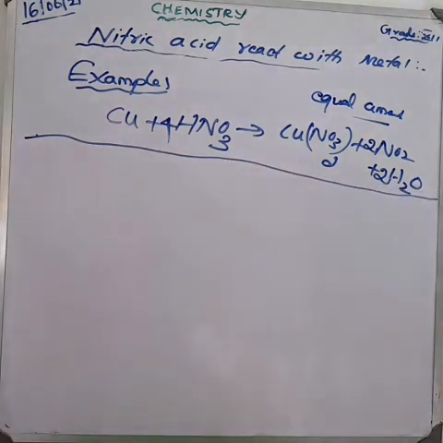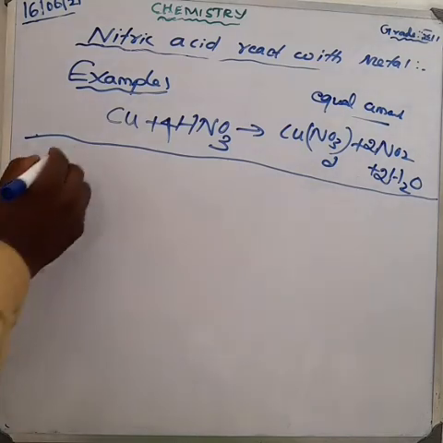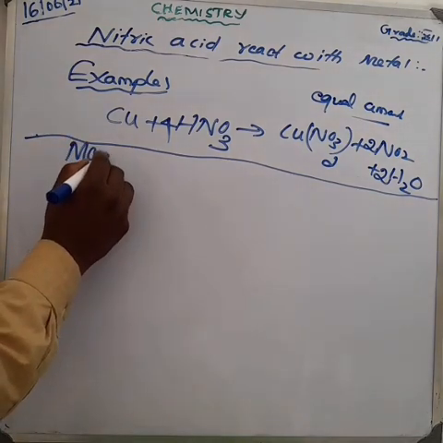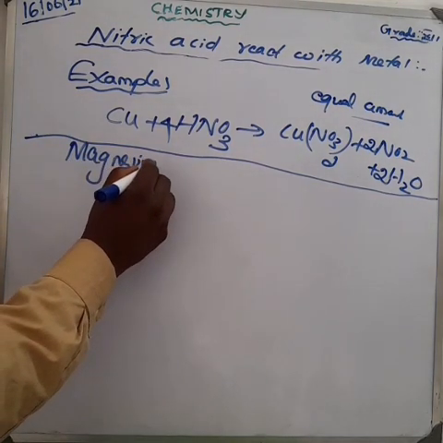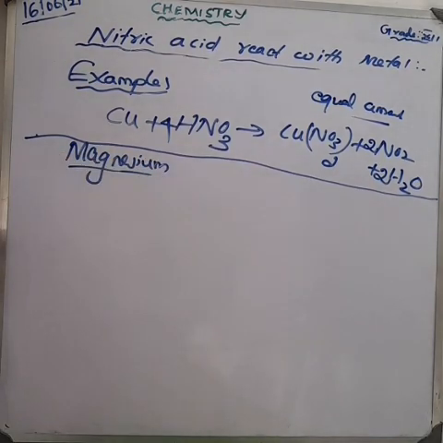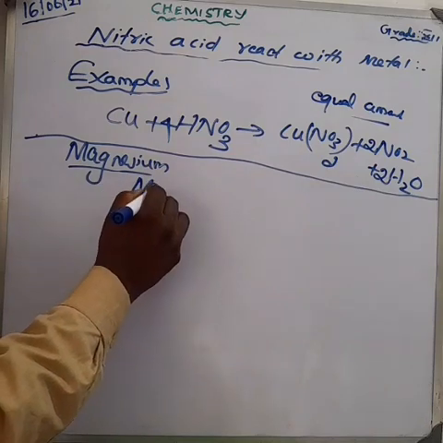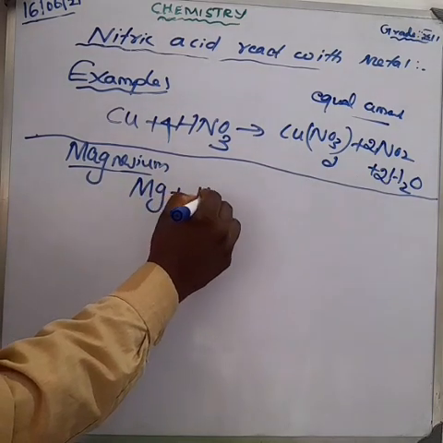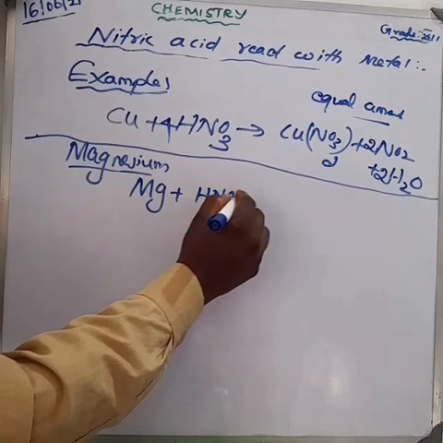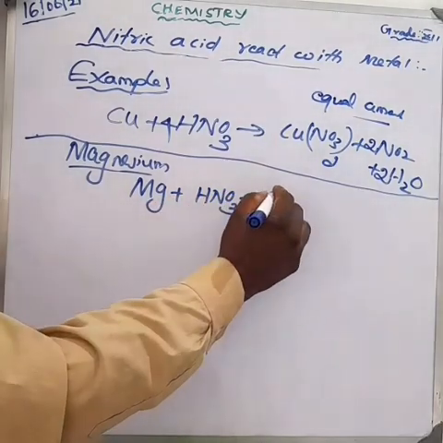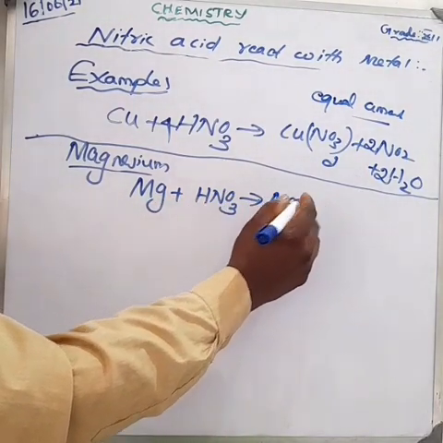This is about the copper, and now about the magnesium metal. What happens to the magnesium metal? Once again, I am explaining the same process with the primary reactions. Magnesium metal reacts with nitric acid, HNO3, and we get magnesium nitrate. What is the formula?